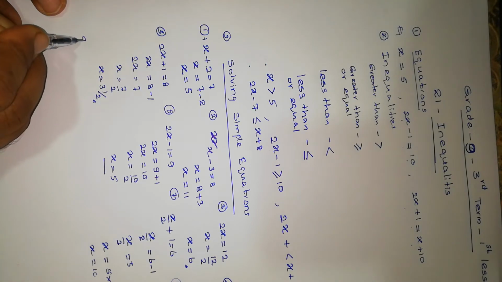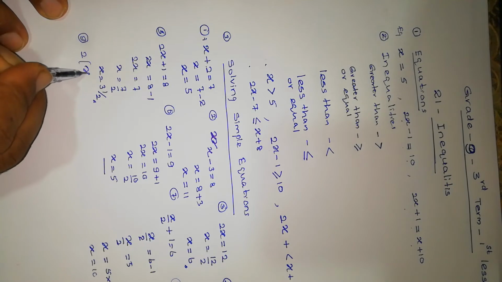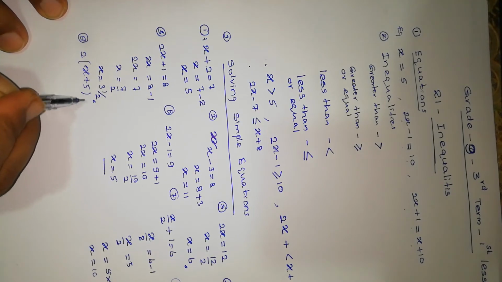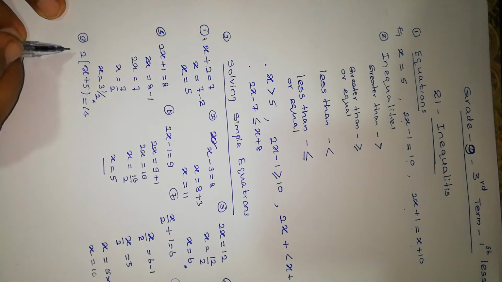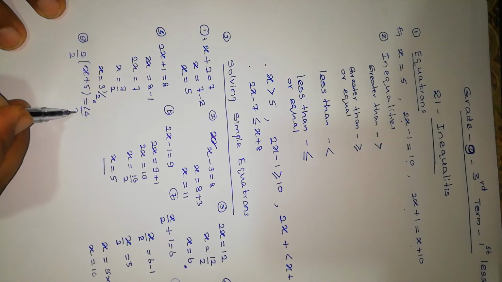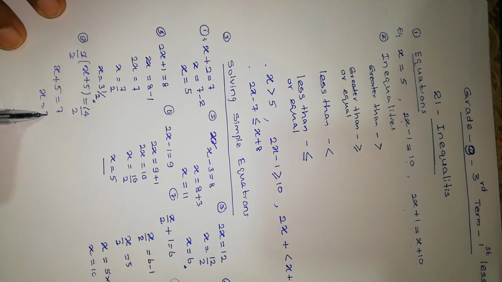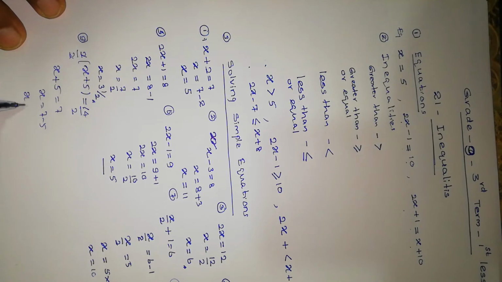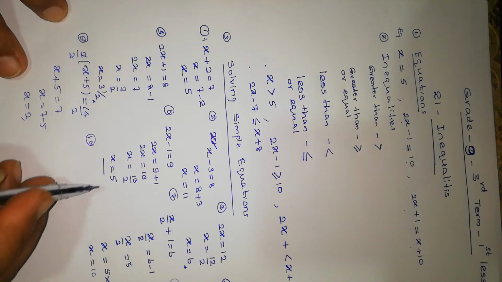9. Question number 9. 2 times x plus 5 is equal to 14. Then divide both sides by 2. Then cancel this one. Now there is no need to put these in a bracket. x plus 5 equals 7. Then x equals 7 minus 5. x equals 2.